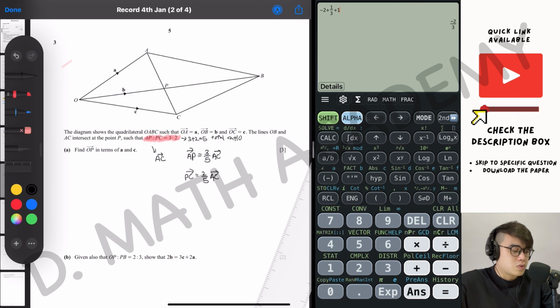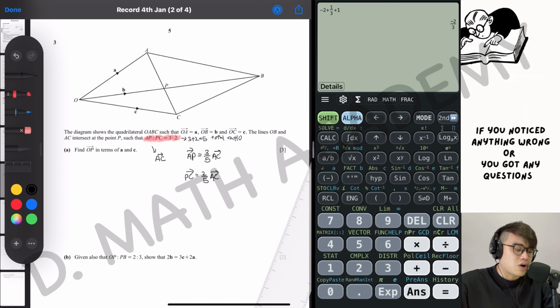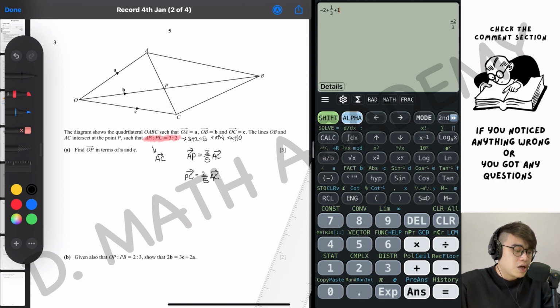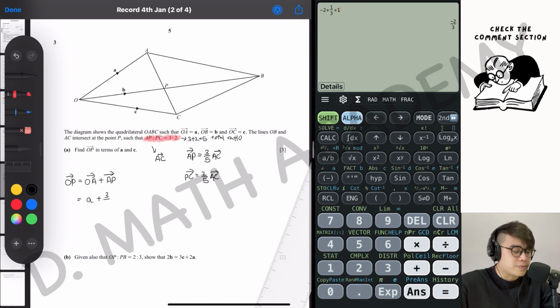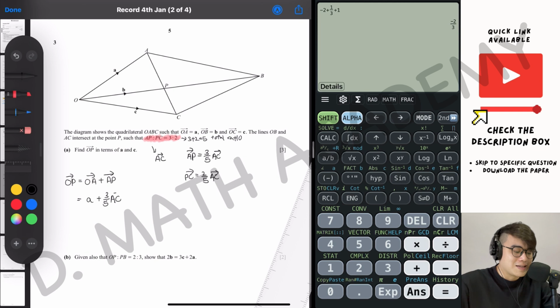Okay, so let's continue with the question. They wanted us to find OP in terms of A and C. So to get to OP, we might involve our OA followed by AP. OA itself is just this lowercase a, but our AP here, like I said, through the extra values that they gave us, we are able to trace that it is part of AC.